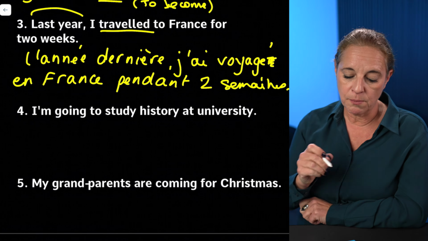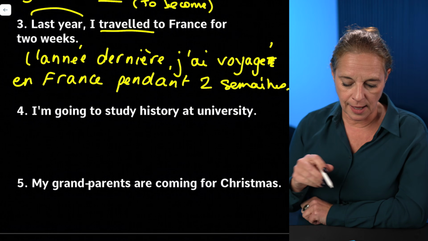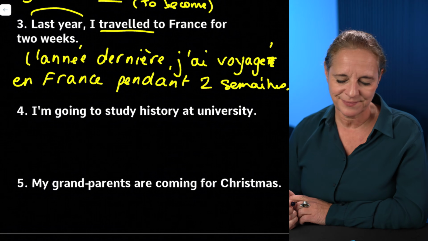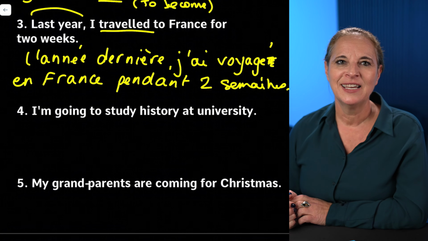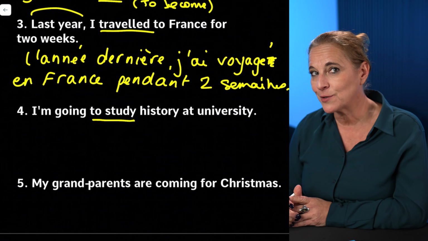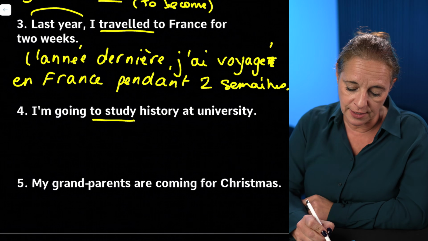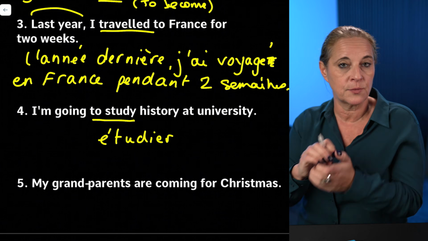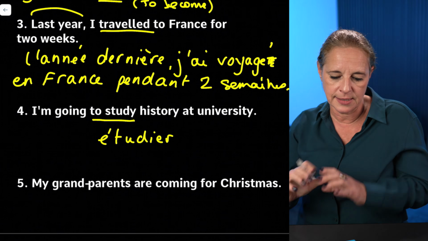Now, number 4, I'm going to study history at university. What do you see here? So I see an infinitive. Again, remember, we are not going to translate to study. The infinitive is étudier with IR at the end. That means it was not conjugated. It stays as it is.